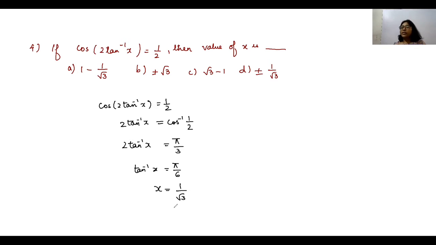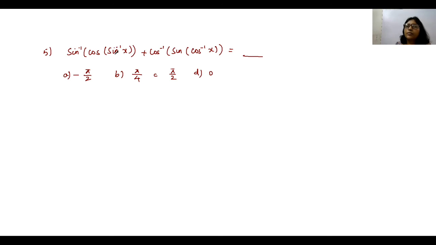But if we look over the entire unit circle, we will see that the other value where cos becomes half is in the fourth quadrant, and there x would be minus 1 by root 3, because even if it is negative, cos would come out to be a positive value and we'll get it the same way. So it is plus and minus of 1 by root 3.